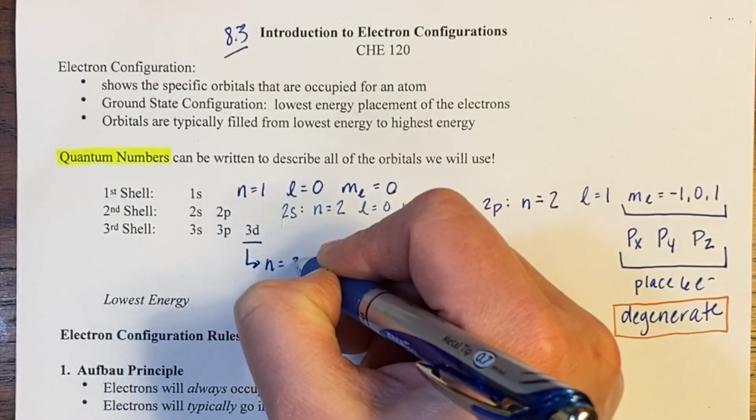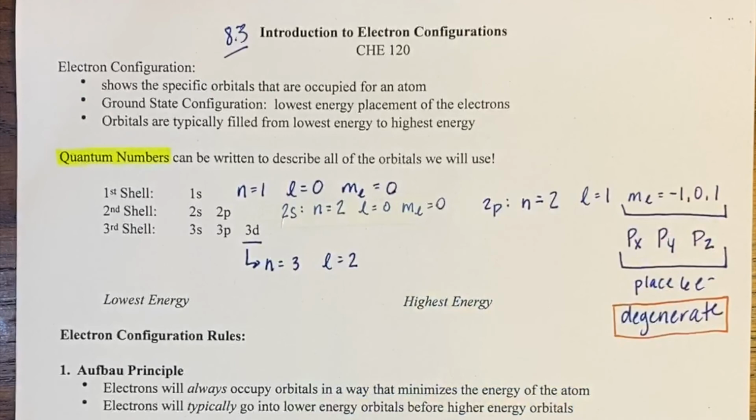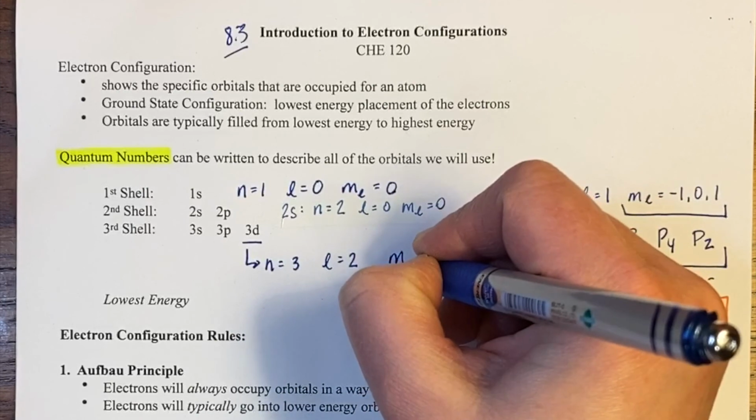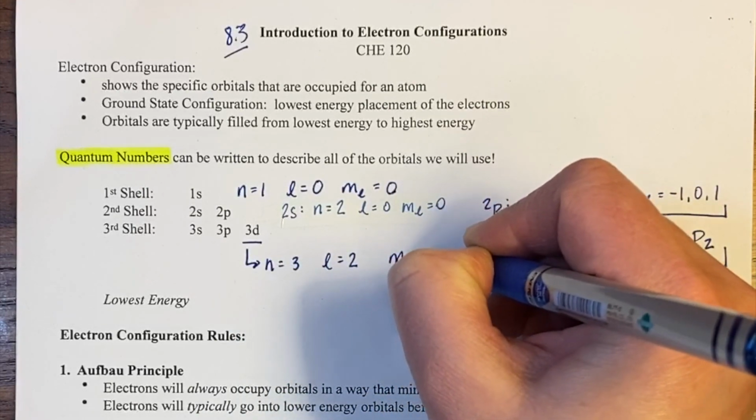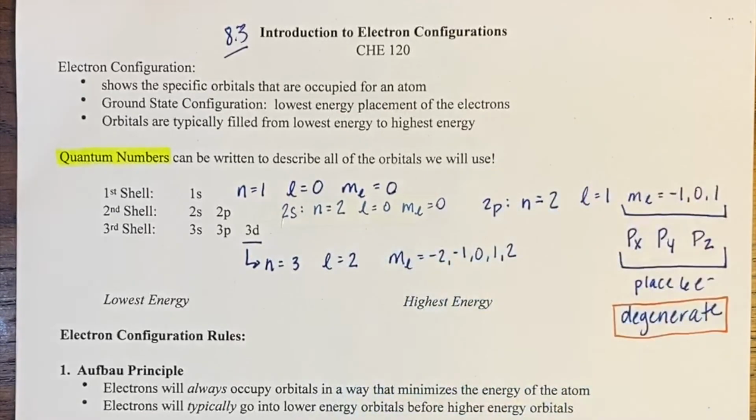n is going to be equal to 3, L is going to be equal to 2, and in the third shell, that is my maximum value of L because n minus 1, 3 minus 1, is 2. And my m sub L values range from -2 to +2. So I have a total of 5 m sub L values, which means I will have 5 degenerate d orbitals, where the shape of those d orbitals is that they mostly have 4 lobes.